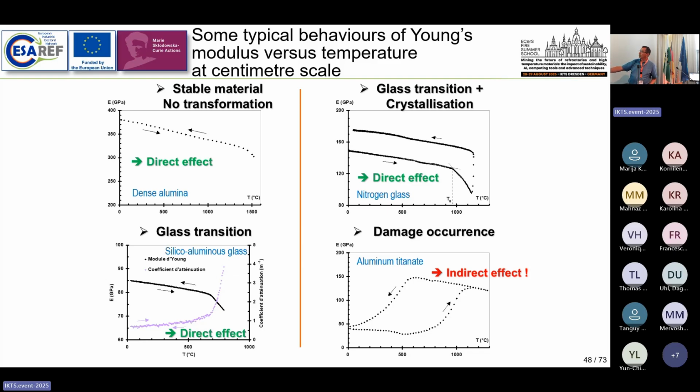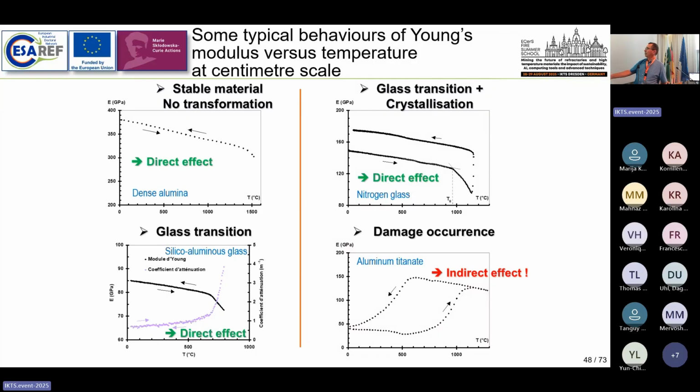Same thing, glassy phase in the silico-alumina glass. You also have the attenuation, the Q-1. If some of you are measuring thermomechanical property with the RFDR system, you have a Q-1, which is also an interesting factor, which is linked to the absorption of energy by the component which is becoming more viscous.